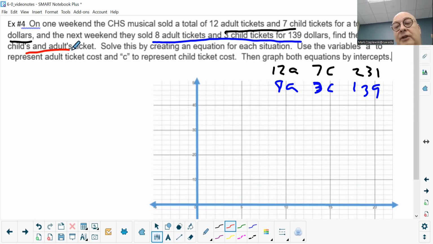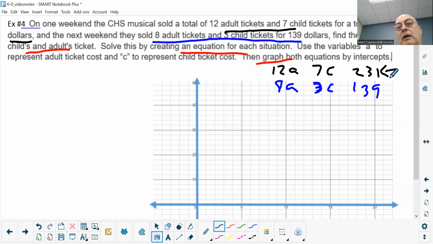Now, you could kind of guess and check your way through this, but if these are decimals, it's going to take you a long time. So the best way to do this for the next chapter is to create an equation for each situation and then graph. So that's the mission. So I'm going to go back to this black information.